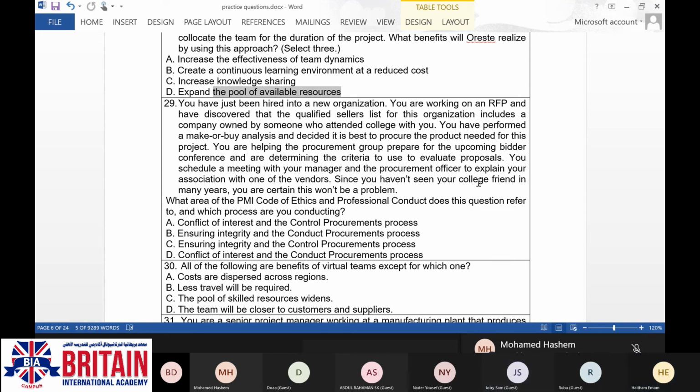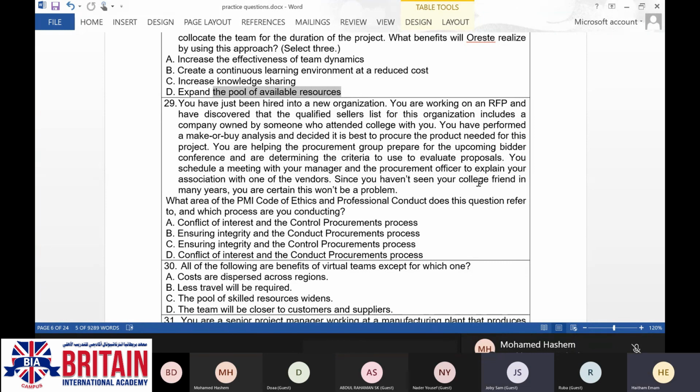It should be D. Why? Because the first, A, is control procurement process, but conflict of interest is part of conduct procurement process. Conflict of interest is part of conduct procurement process.